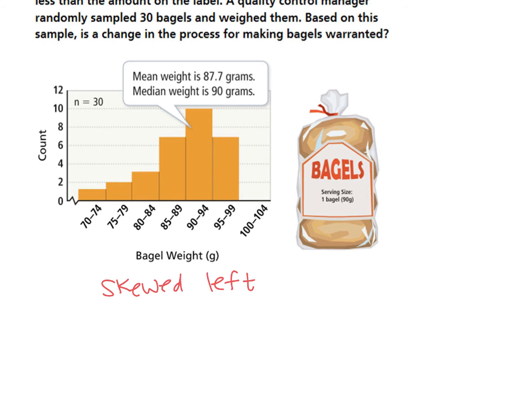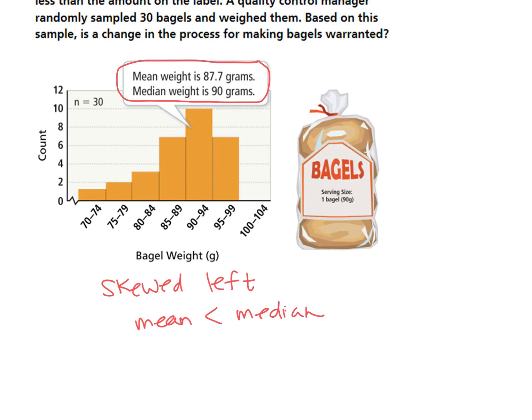When data is skewed to the left, that means that the mean is going to be less than the median. Remember, the mean is the average number, in this case, the average weight of the bagels. The median is the very middle weight. And then they give us some data. The mean weight is 87.7 grams and the median weight is 90 grams. So the mean is less than the median.